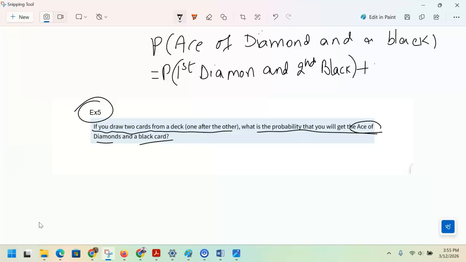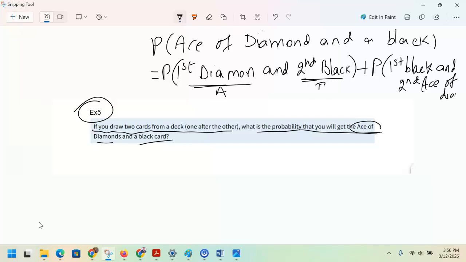It could be the probability that the first card is black and the second one is the ace of diamonds. Each time we'll use the multiplication rule of probability. So this is that event, like A, and this is that event, like B.